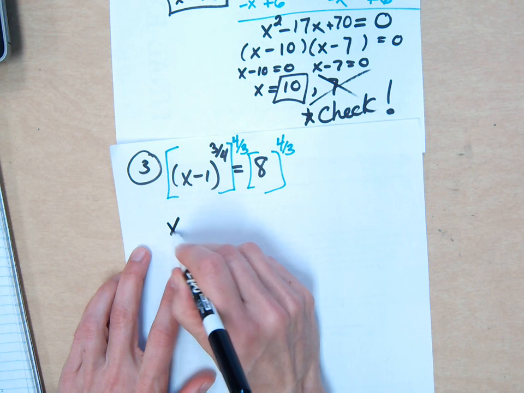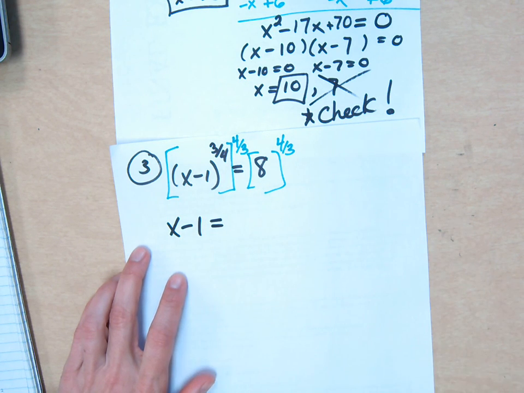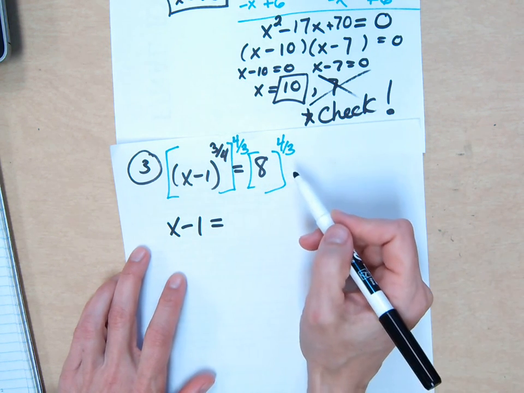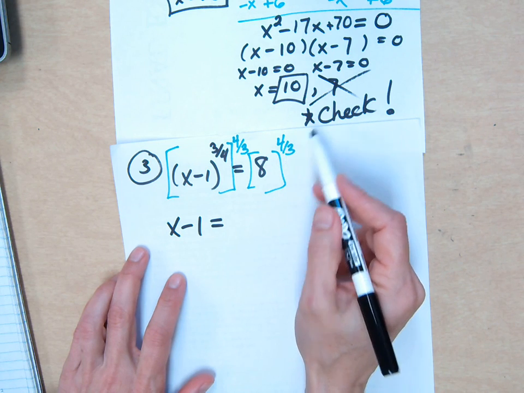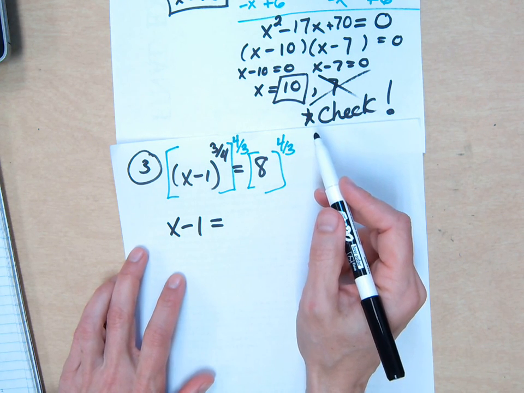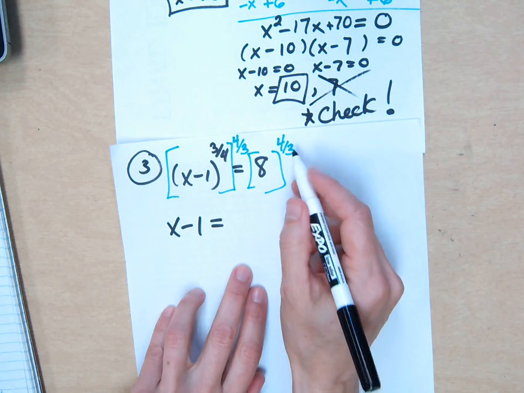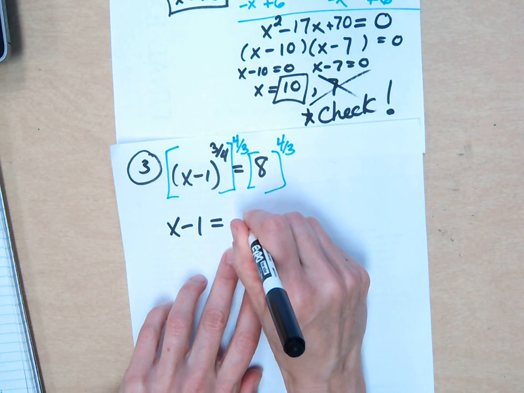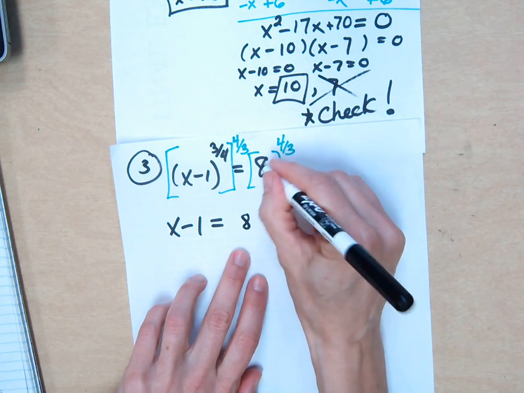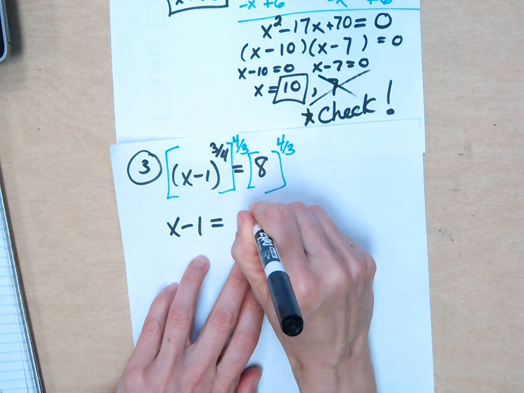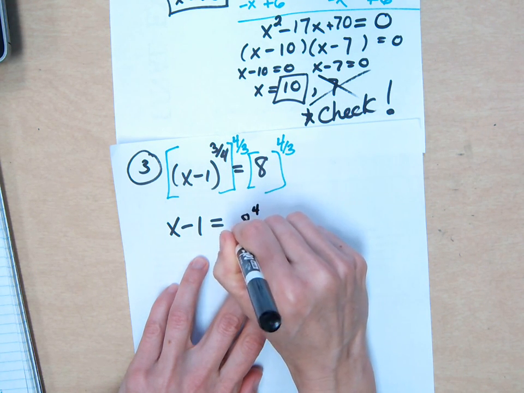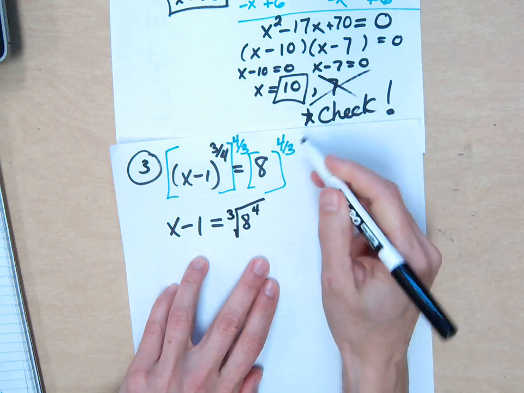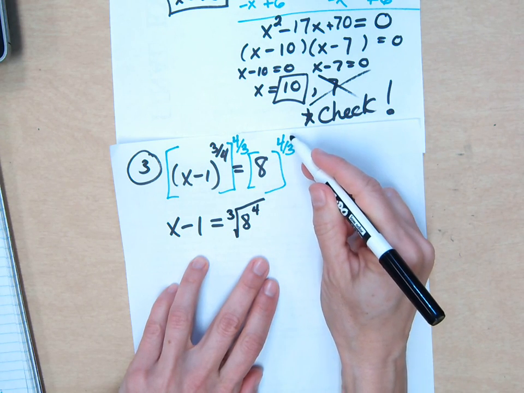So now we have a nice simple x minus 1 on the left side. And now this is what we learned yesterday. How do you evaluate 8 to the 4/3? You can actually do this in your head. You don't even need your calculator. It means 8 raised to the 4th power, cube root, because the root's on the bottom and the power's on the top.